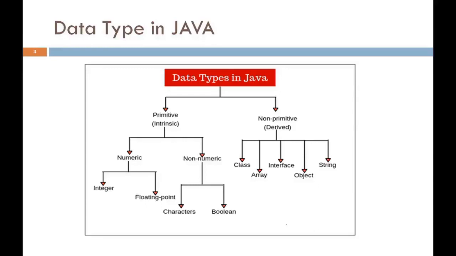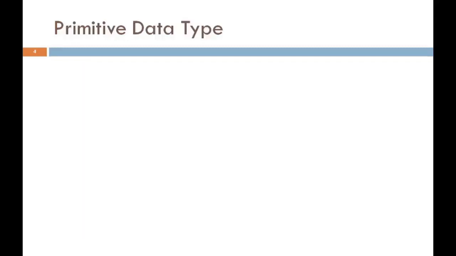Numeric has integer and floating point number. Non-numeric has character and boolean. Non-primitive types are classified again into 5 parts. The first one is class, second is array, third is interface, fourth is object and fifth is string. Now first we discuss the primitive data types in Java.